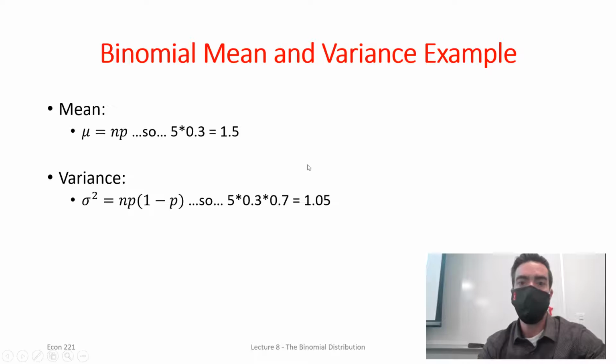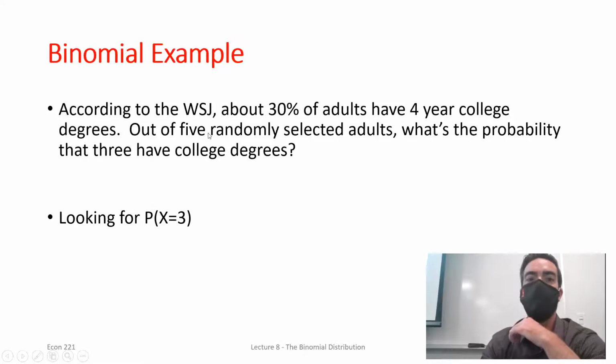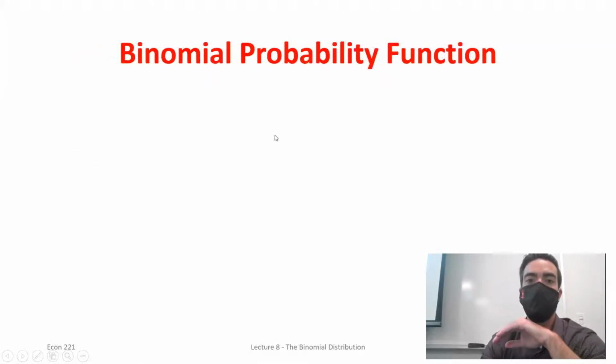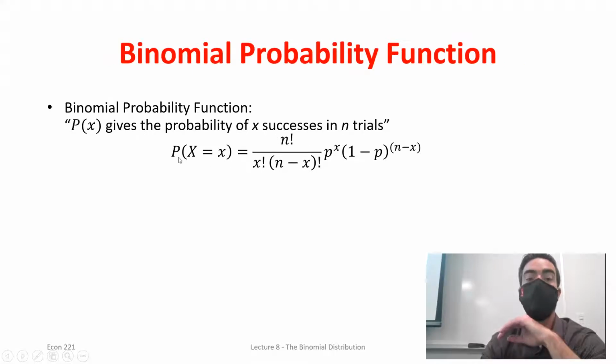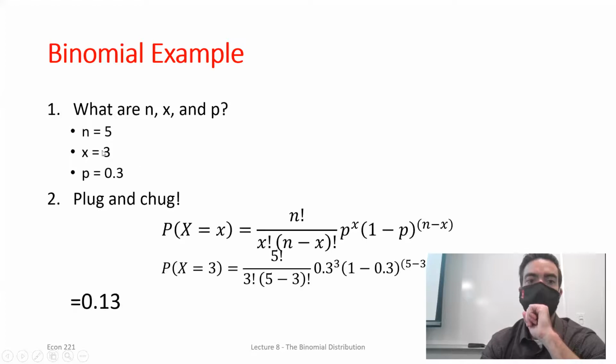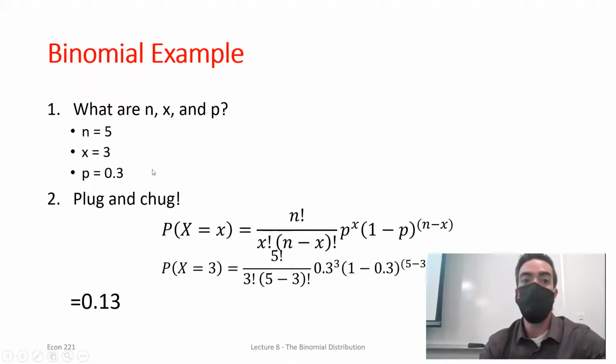So if I go to this example, and I say, what's the probability that exactly 3 people have a college degree? Well, I'm looking for the probability that x is equal to 3. So my x is 3, my number of trials is 5, and my probability of success is 0.3. Right? So I've got the 3 things I need to plug into this equation to find the probability that x is 3, or I see 3 successes. So I get my 3 pieces of information I need. I plug in 5 where I see n, 0.3 where I see p, 3 where I see x, right?